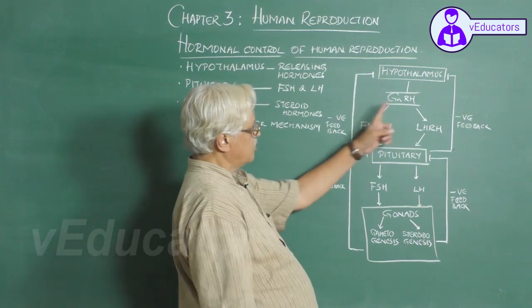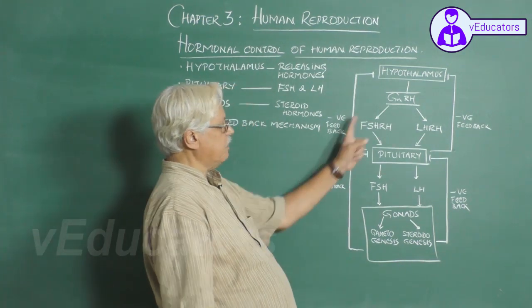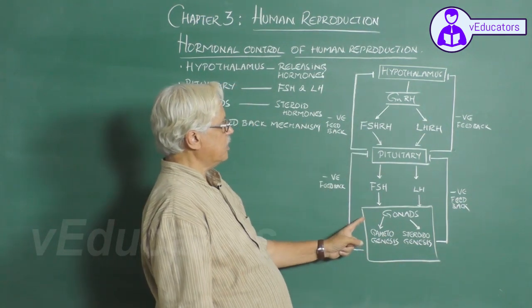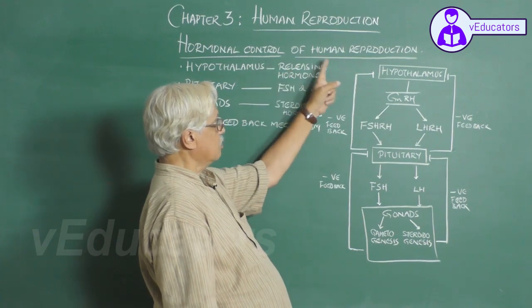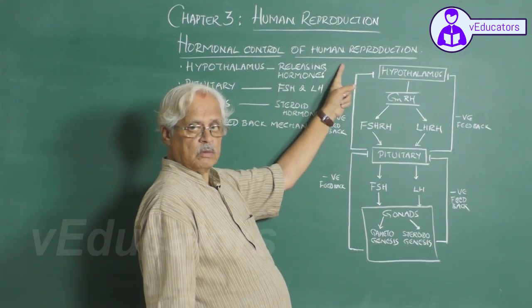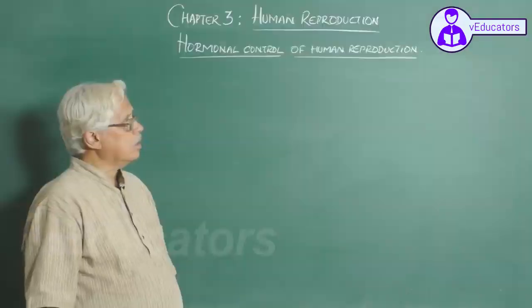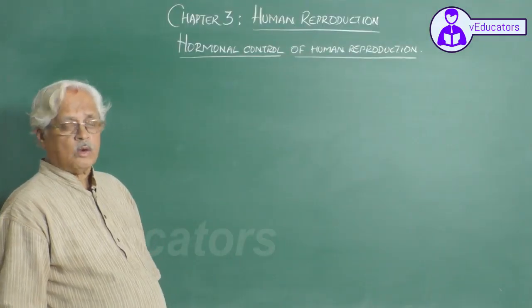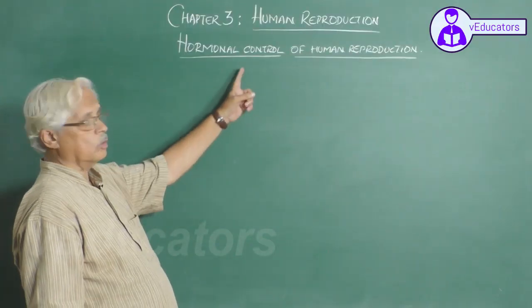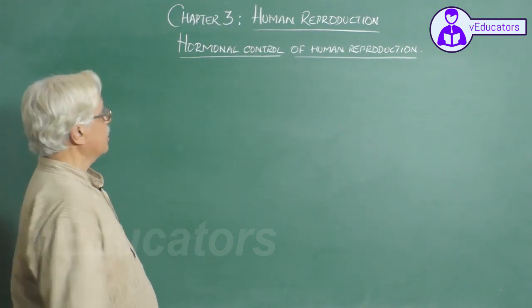So this is a scheme showing the negative feedback mechanism that operates in the hormonal control of human reproduction. Let us now see what is the mechanism of hormonal control in male reproduction.